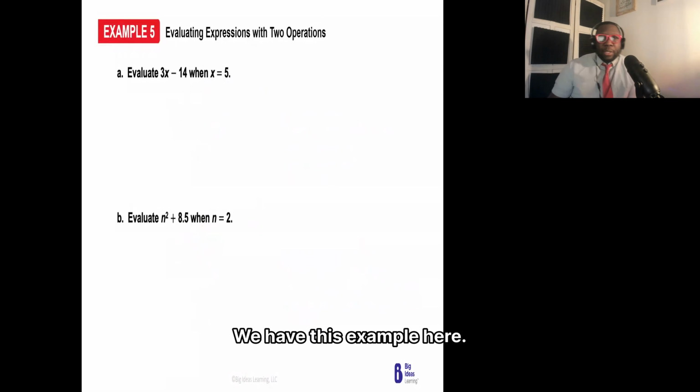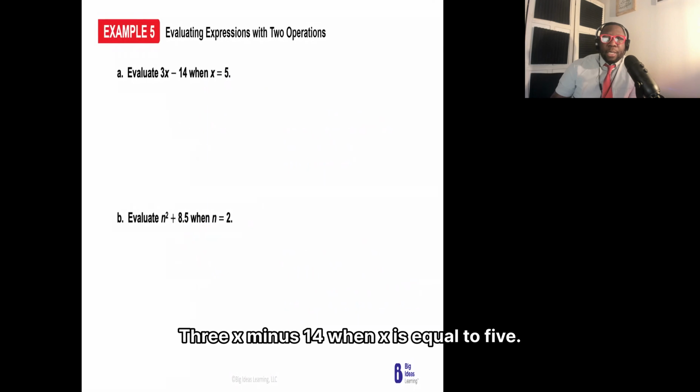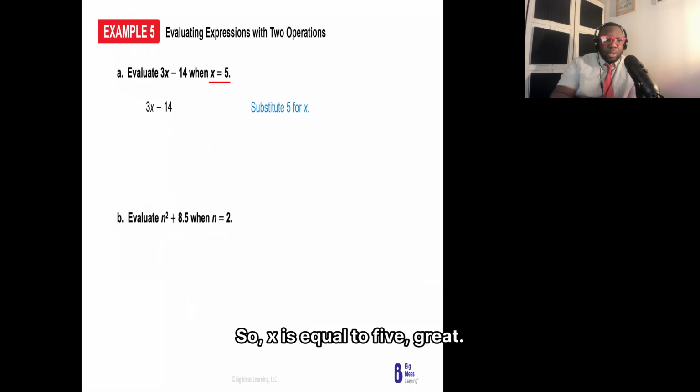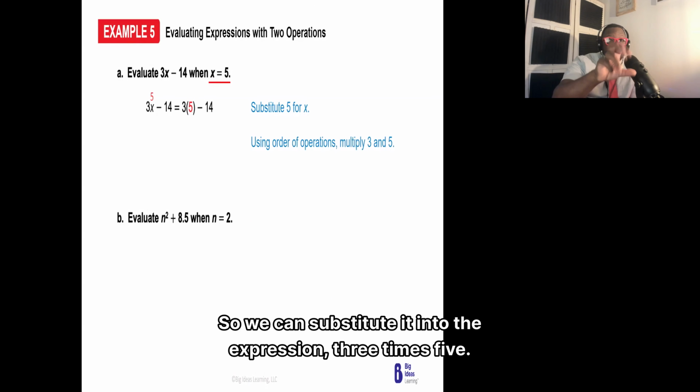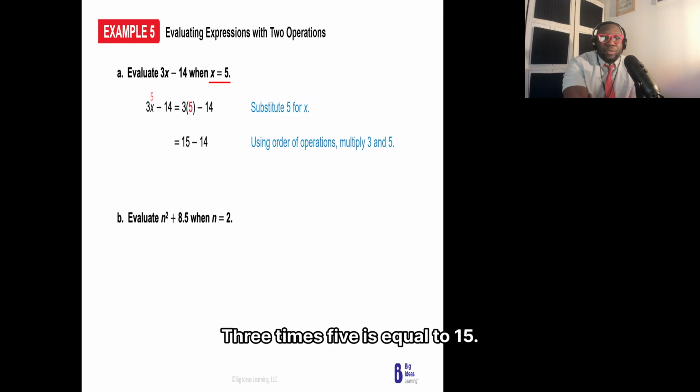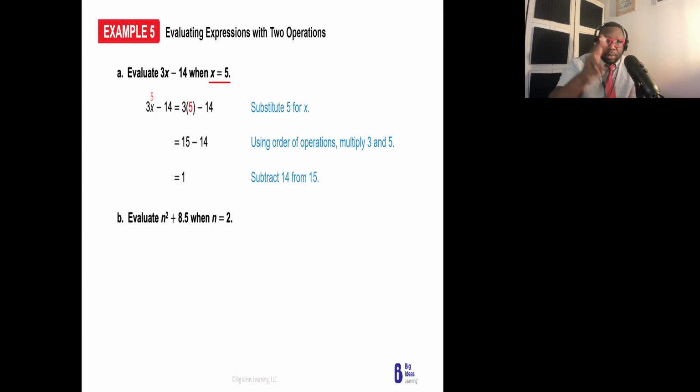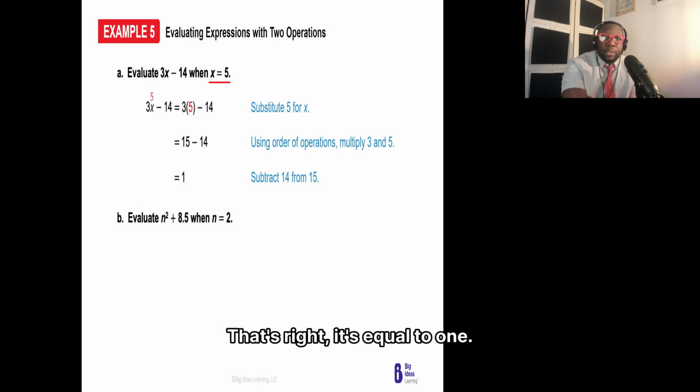We have this example here. 3x minus 14 when x is equal to 5. So x is equal to 5, great, so that we can substitute it into the expression. 3 times 5. 3 times 5 is equal to 15. 15 minus 14 is? That's right, it's equal to 1.